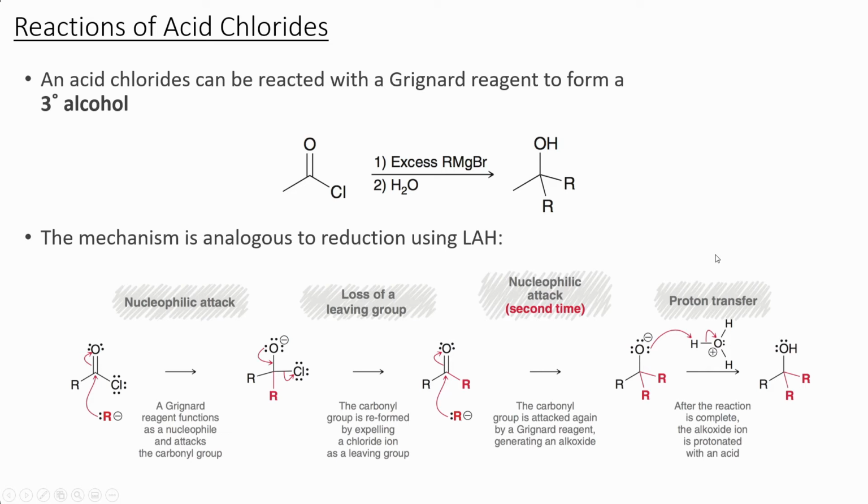We can also react acid chlorides with a Grignard reagent to form a tertiary alcohol. In this case, we'll be forming two new carbon-carbon bonds and go from a carbonyl on an acid chloride to a tertiary carbon. And we'll be undergoing the same mechanism as reduction using LAH, where the Grignard reagent will attack, we'll expel chlorine as our leaving group, then we will have a second nucleophilic attack followed by a proton transfer.